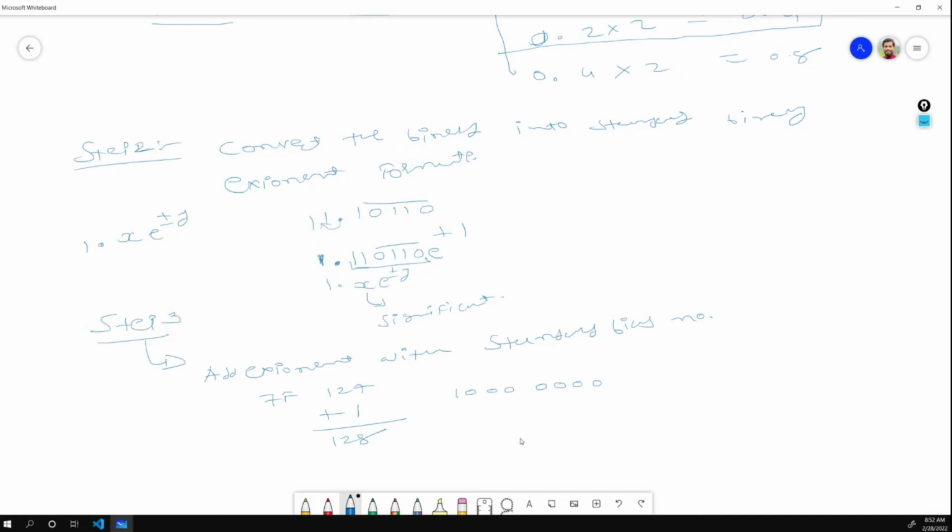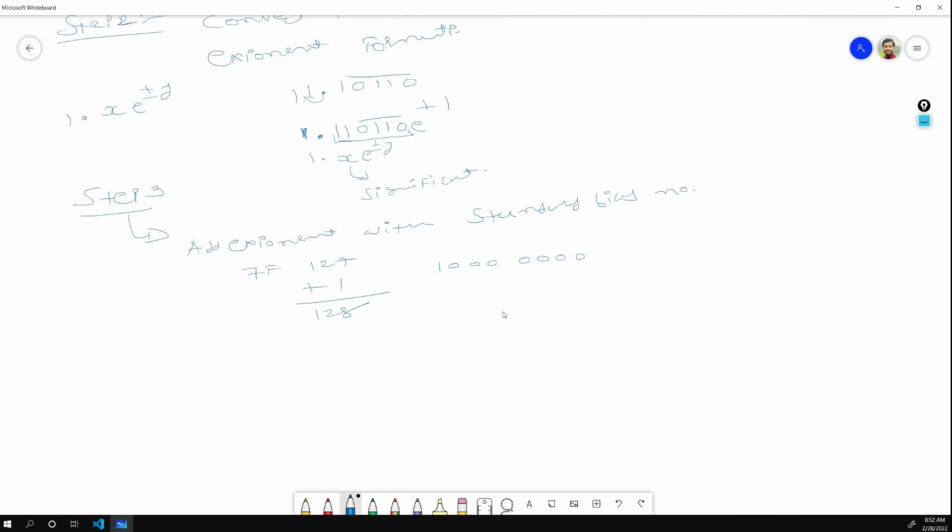So now you have to tell me. I will write down step 4 also. The result of the third step, place in the exponent portion. Okay, this is my step 4. Now you have to tell me what will be my binary. So I will write down here.